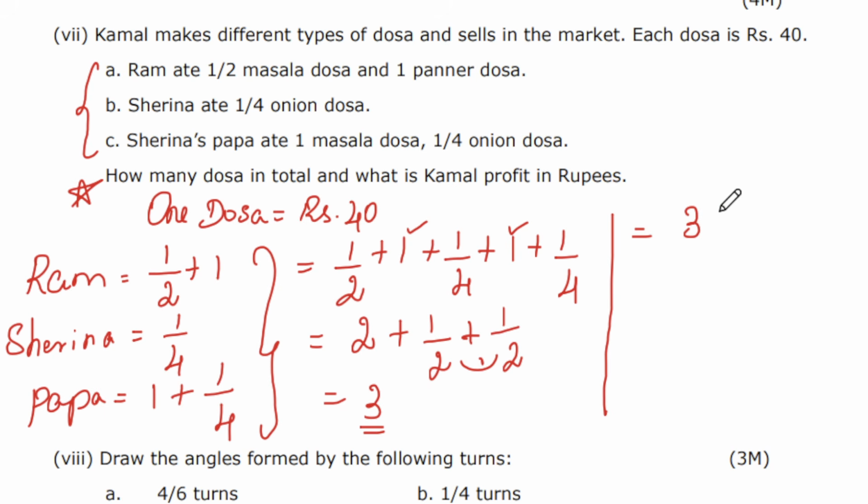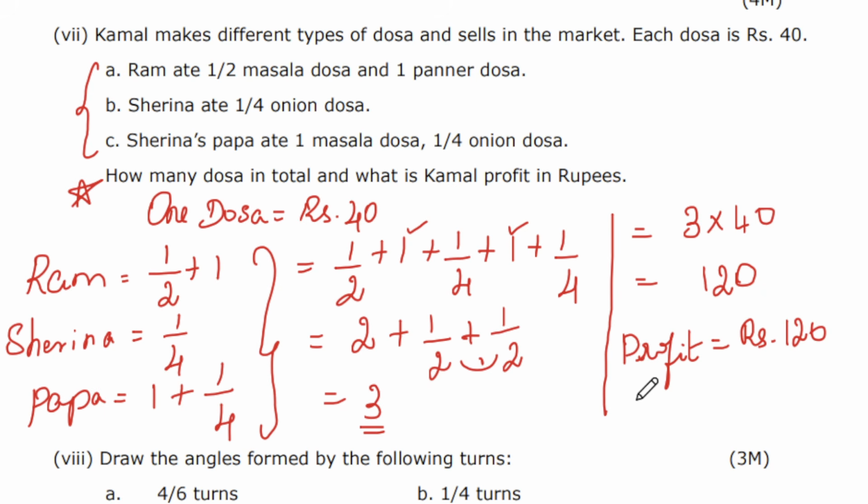So 3 into 40. Okay, 0 3s are 0, 4 3s are 12. So profit is equal to rupees 120. Okay, dosa is equal to 3.